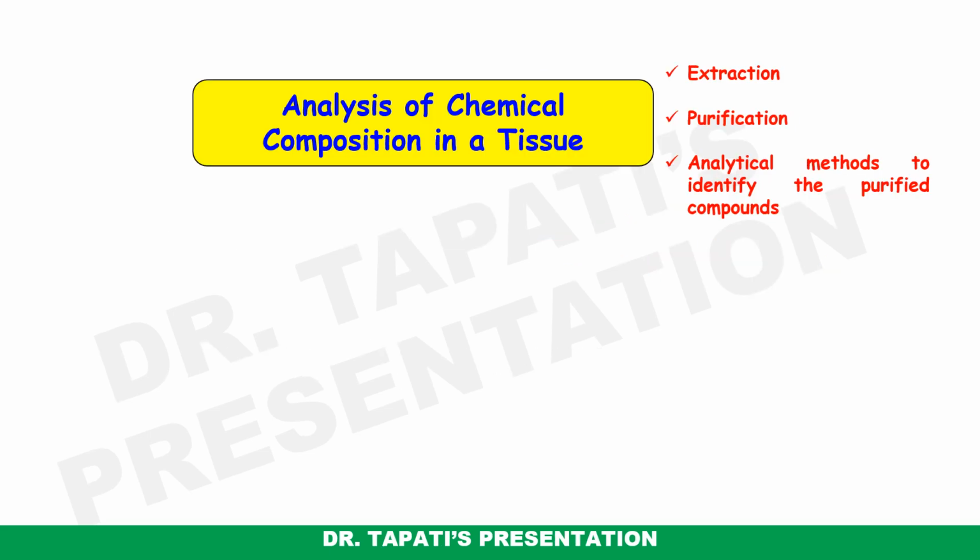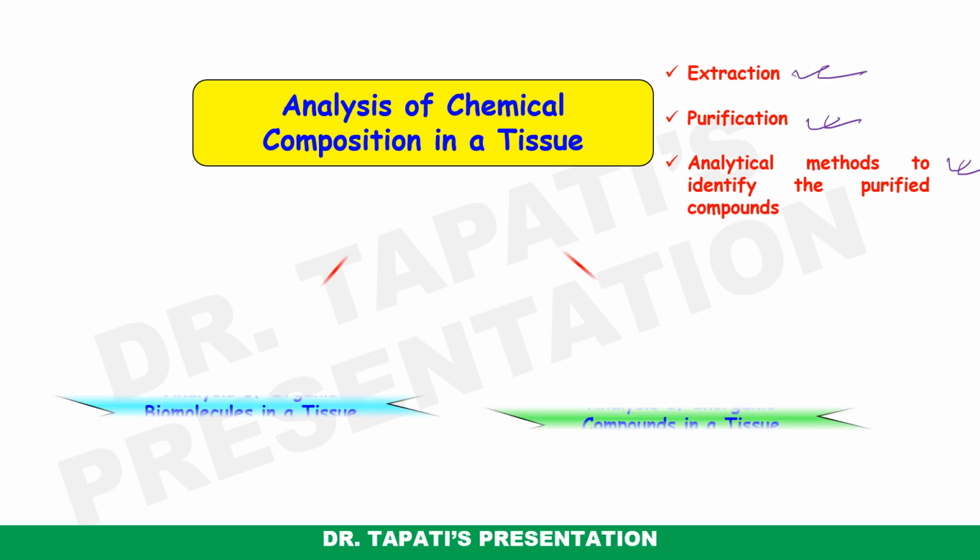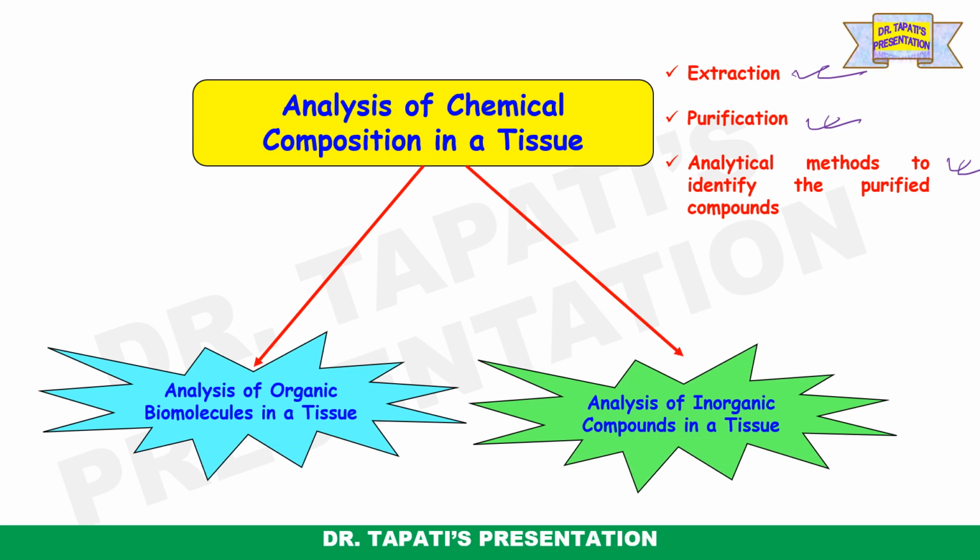In order to analyze a living tissue sample and identify a particular compound, first of all, extract the compound from the tissue. Then follow different purification methods till the separation of the compound from all other compounds. After that, using various analytical techniques, the molecular formula and the probable structure of the purified compound can be predicted. Let's know the different major steps involved in the analysis of organic biomolecules in a tissue as well as the analysis of inorganic compounds in a tissue.